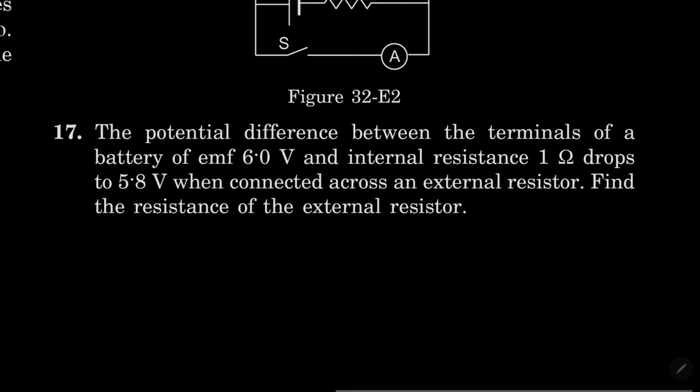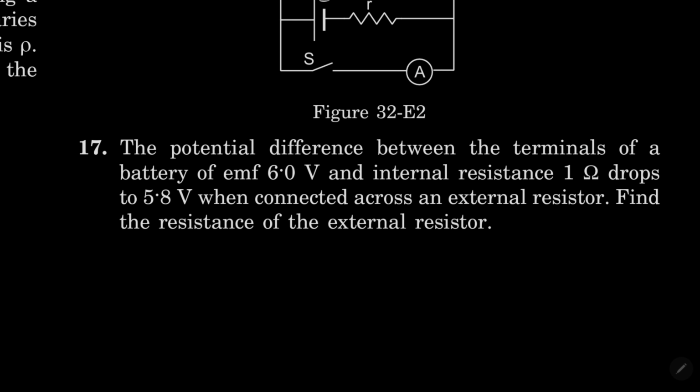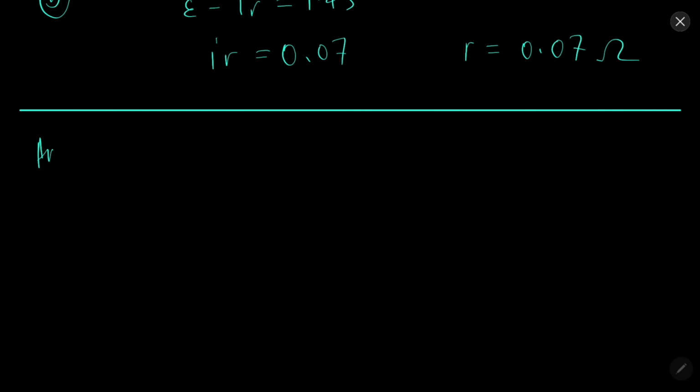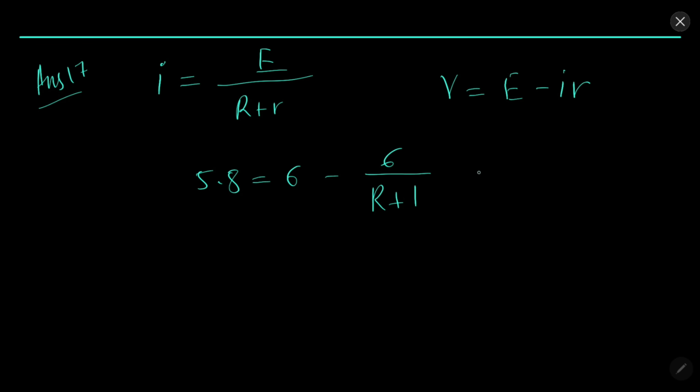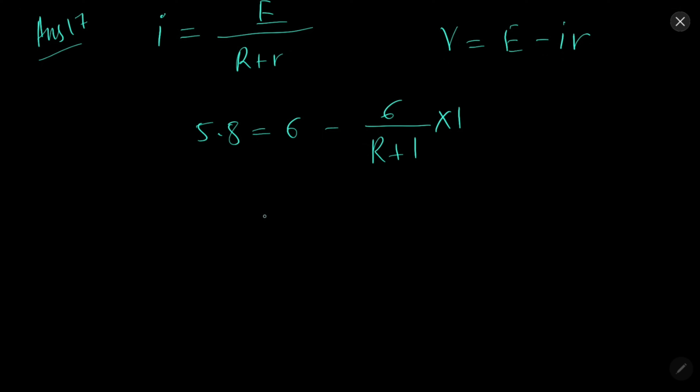In question 17, we need to find the resistance of the external resistor. Solution 17. So I will be E over (R + r). Another way is V equals E − Ir. So 5.8 equals 6 − 6/(R + 1) × 1. So we will obtain R + 1 to be 30. So R will come out to be 29 ohms.